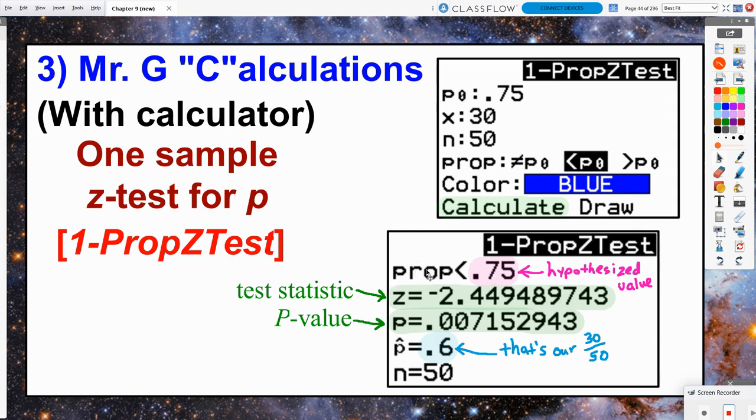Initially it says prop less than 0.75, there is our alternate hypothesis, and then the test statistic, the z. Again, you can round this to 2 or 3 decimal places, that is perfectly fine, and the p-value is the one right below it, so 0.007153. Now, p hat, that's just our 30 out of 50 sample proportion. It's just written as a decimal now, which is fine, but you don't need to write that number down. And it gives us our sample size of 50.